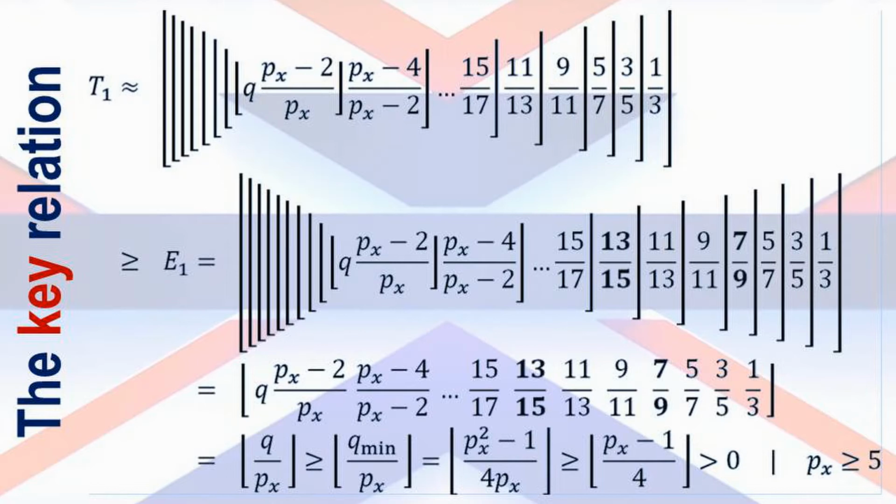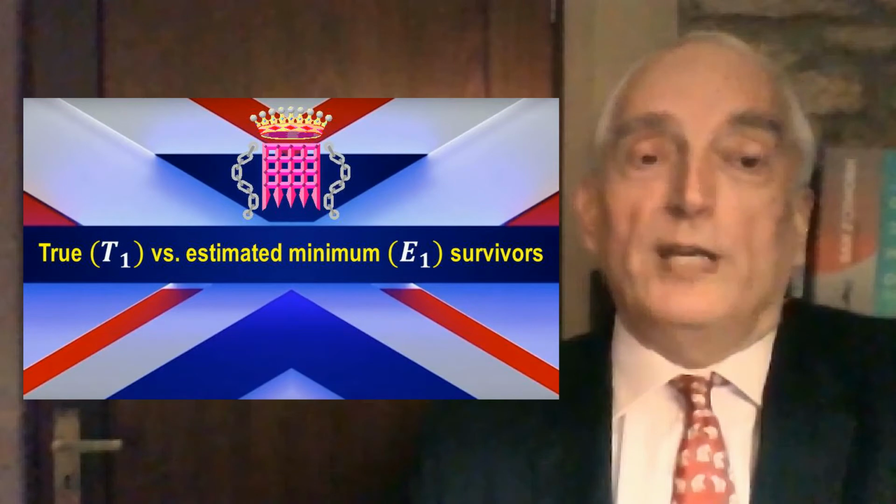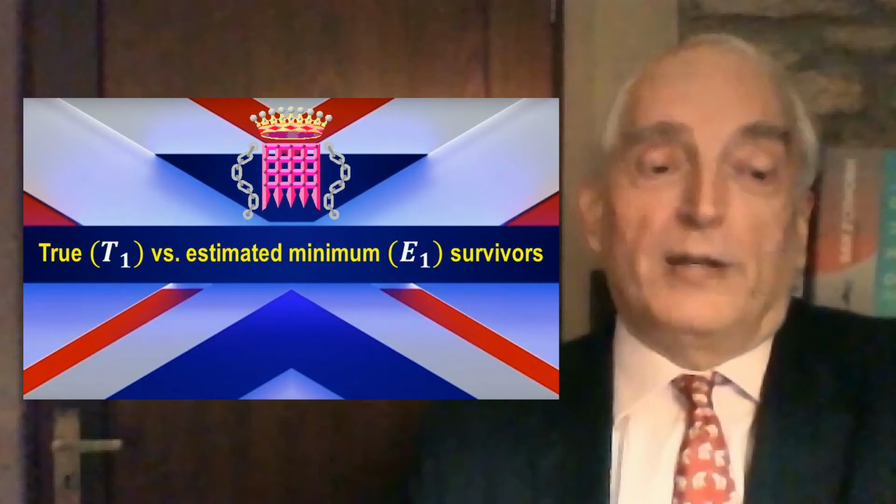And that in turn, where Px is greater than or equal to 5, must of course be greater than 0. So E sub 1, which is our estimated minimum number of go-back partitions, will necessarily be greater than 0, and T sub 1 will necessarily be greater than or equal to E sub 1, and is therefore positive, and therefore there are always go-back partitions. So that's how the proof is going to work. And let's now prove each stage of that key relation.